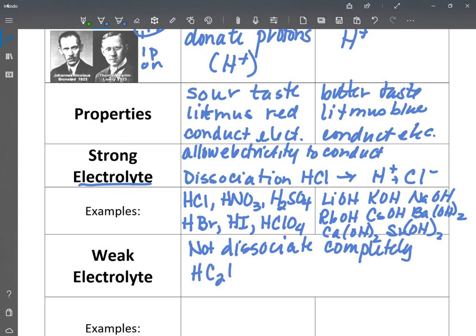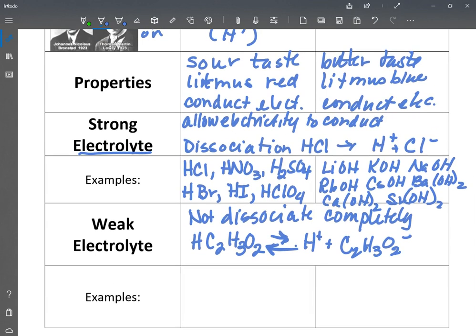A weak electrolyte is not going to dissociate completely. Something like vinegar. If you put vinegar into water, some of the hydrogen ions will come loose, but most of them will not. So we actually put 2 arrows into that equation, and what those arrows show is that while some of them are dissociating, really most of them do not. And that's a weak electrolyte. It can't conduct electricity as well. Vinegar, hydrogen fluoride, that's in the POGIL in your notes that we'll talk about later this week. Carbonic acid, which is in soda pop.